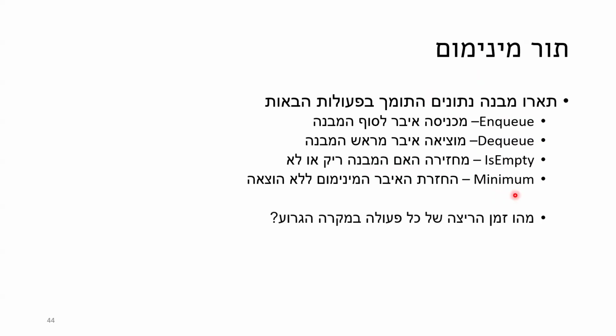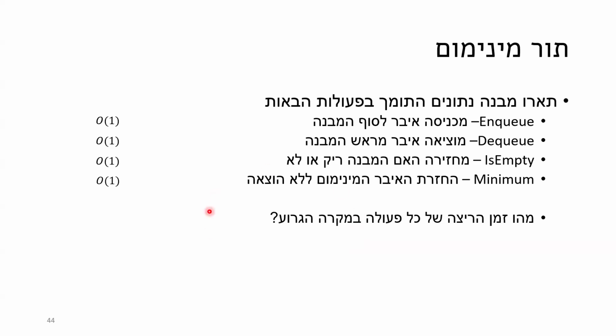Okay, so now we have a new question, which is minimum Q. Before we did minimum stack, now we need minimum Q. So we need to describe a data structure that supports NQ, DQ, is empty, and also supports minimum. Now, also, what is the runtime of all these operations in the worst case or amortized analysis?